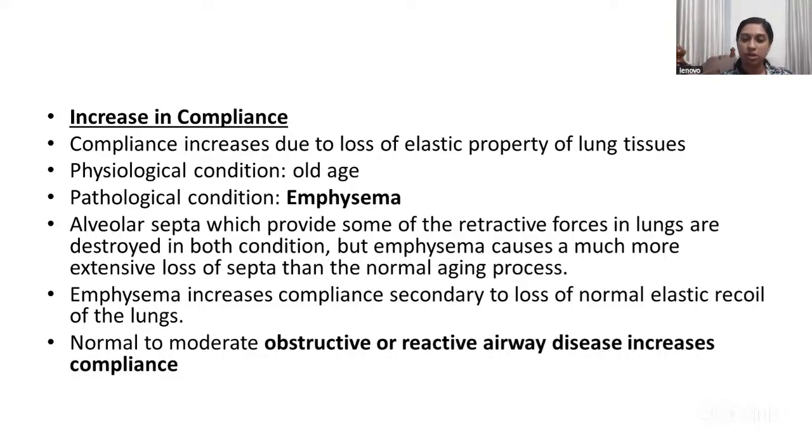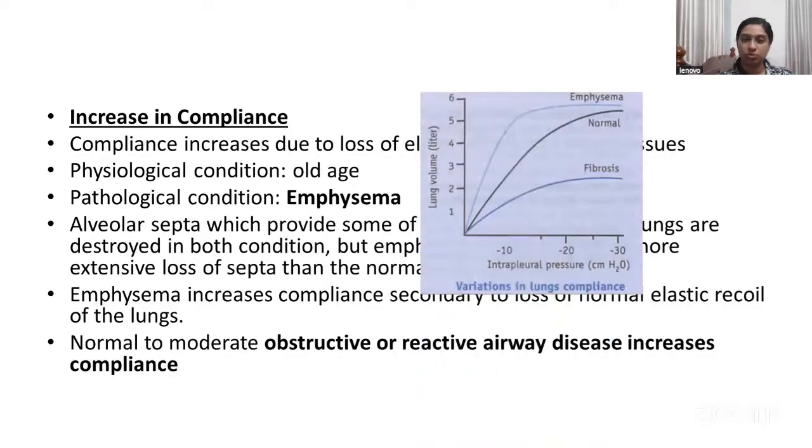And emphysema increases the compliance secondary to loss of normal elastic recoil of lungs. And normal to moderate obstructive or reactive airway disease increases the compliance. Okay, obstructive means proper exhalation is not possible in obstructive diseases. So, this is the variations in lung compliance. In fibrosis, the compliance is decreased. Lung cannot expand properly. Okay, something is restricting the expansion of the lungs. So compliance is decreased in fibrosis, whereas it is increased in emphysema. Okay.